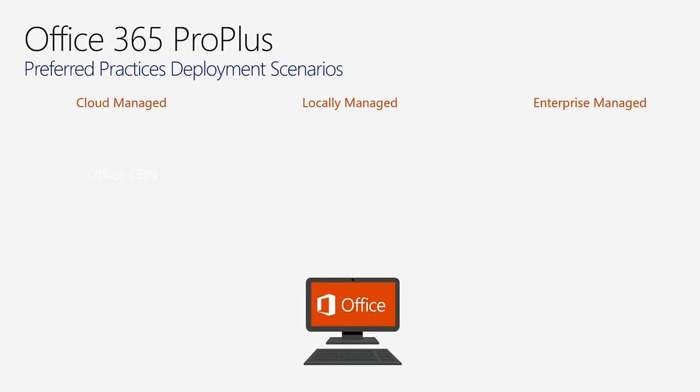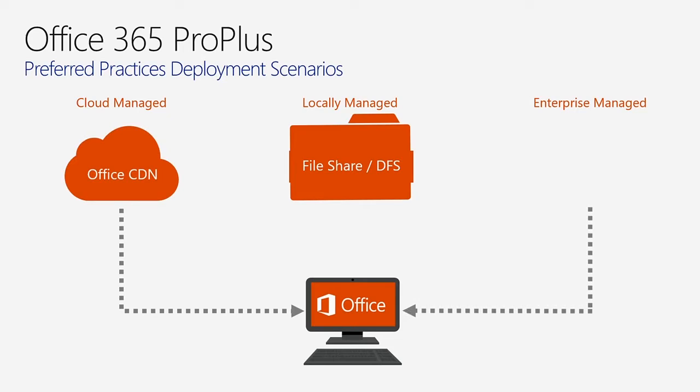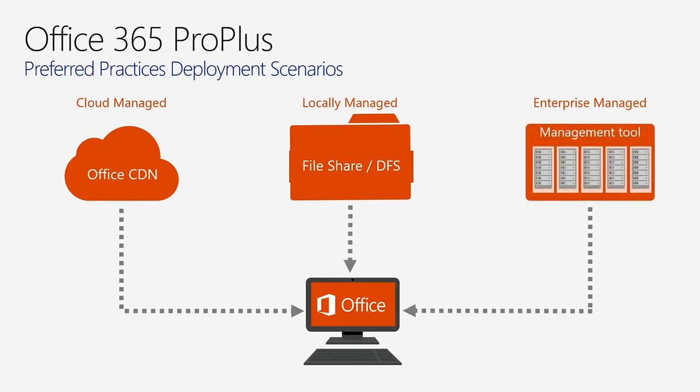Whether you're cloud managed and using the cloud and CDN to do all of your updates, locally managed, which would be like network shares or a different type of file distribution, lastly, enterprise managed, which will be the focus of today, which is using some type of software distribution tool and specifically Config Man. So you'll see here we have the Office CDN, file share and DFS, and we'll be focusing on this third one here, enterprise managed, which will be leveraging a management tool.